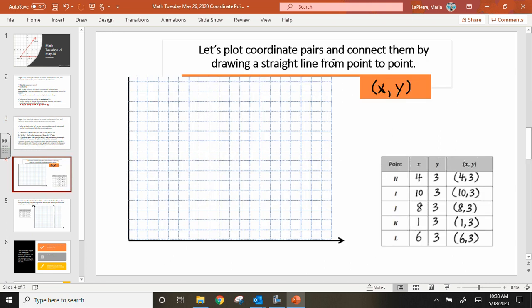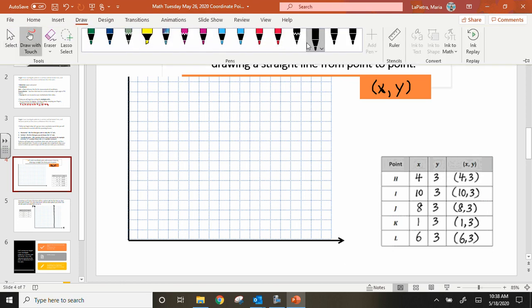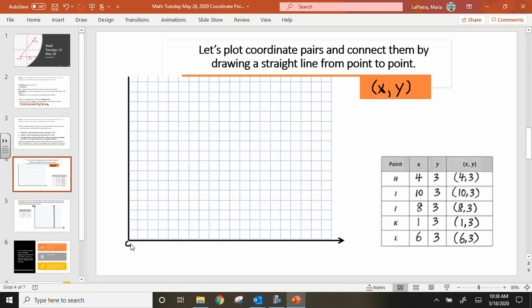Okay, so let's plot these coordinate pairs and connect them. I'm going to connect the points by drawing a straight line from point to point when I finish. So let's practice where our origin is. Always 0, 0. My line that goes side to side is my x. That's my horizontal. And going up and down is the vertical, and that's my y-axis. So I have this written over here like this because your x will always go first, x comma y.